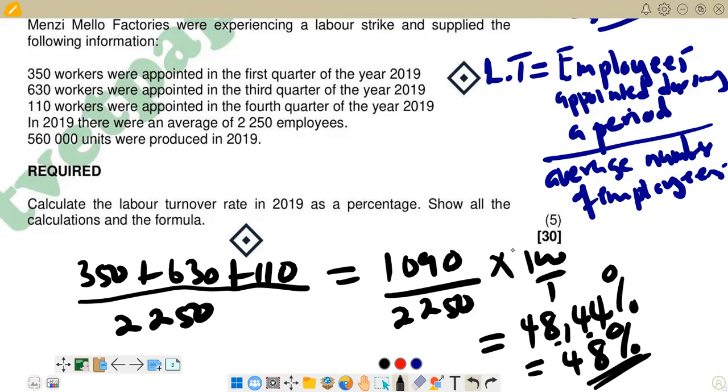So that's what we have, guys, on this question. This was question 2 on the recent paper of June 2023.